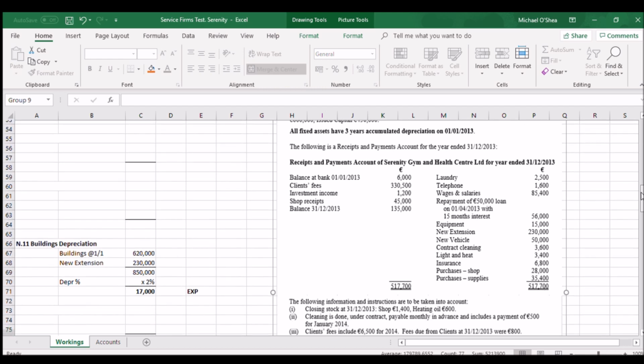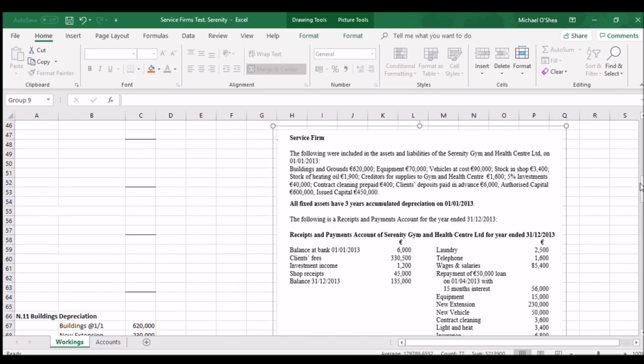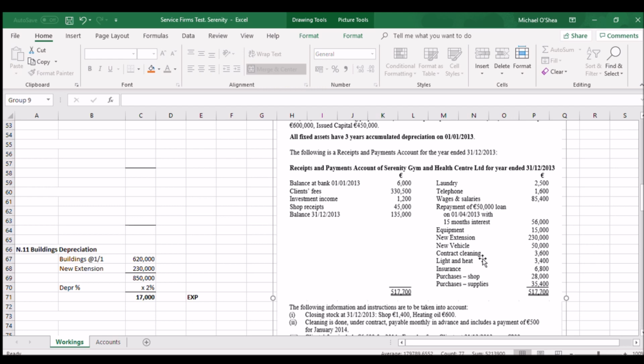The first one we're going to look at is buildings and buildings depreciation. The start of the year on buildings we had 620,000. We haven't sold any buildings, there's nothing here, and there's nothing at the bottom of the question about selling any buildings or disposing of any buildings or land or anything like that.